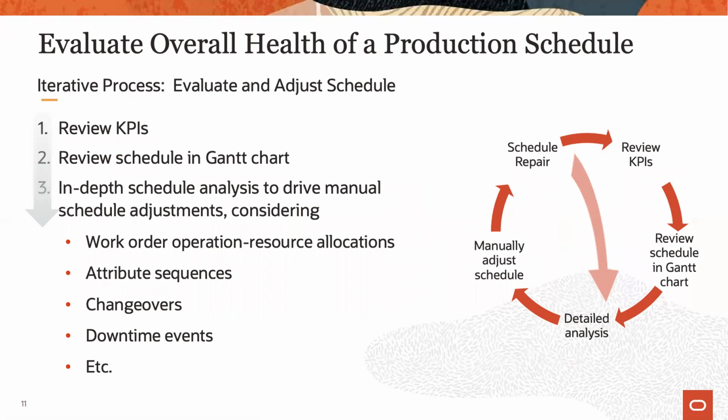Generating a schedule typically involves an iterative process whereby the scheduler reviews the KPIs to see high-level schedule quality and then dives into more detailed aspects of the schedule to identify and implement useful manual schedule changes. After schedule repair, any manual schedule change is again reflected in the KPIs, and the cycle can continue for the manual schedule improvement.